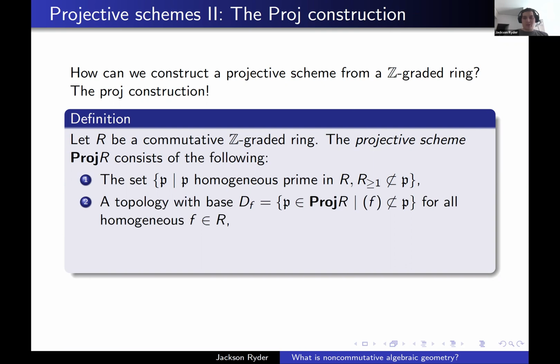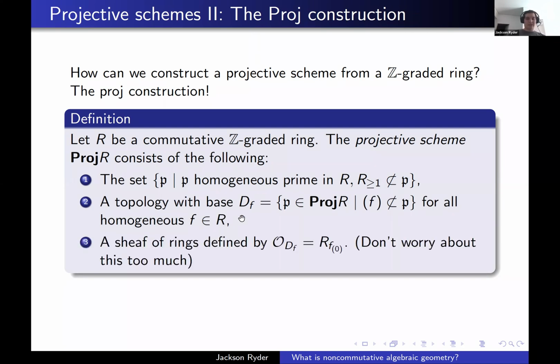We're going to define a topology just like we did before. It's going to be the exact same as the topology we put on the spectrum, but now we're ranging over the homogeneous elements of our ring. And then lastly, we have a sheaf of rings again. Same as before, except now when we localize our ring, we're taking the degree 0 component only.